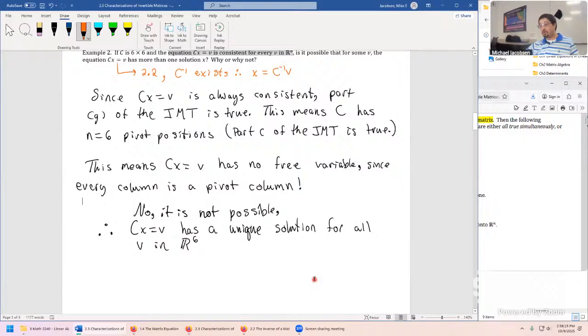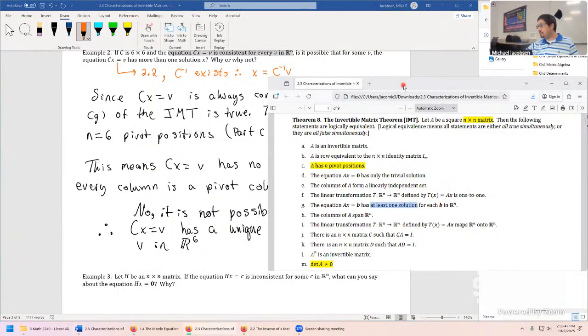Let's try one more just for extra practice on this one. We have another n by n matrix, and that's always nice to see. That means we have the invertible matrix theorem working in the background. And it says now, if Hx equals c is inconsistent for some c in Rn, what can you say about Hx equals 0? So now the homogeneous equation, and why? Really the same kind of problem, just a different set of information.